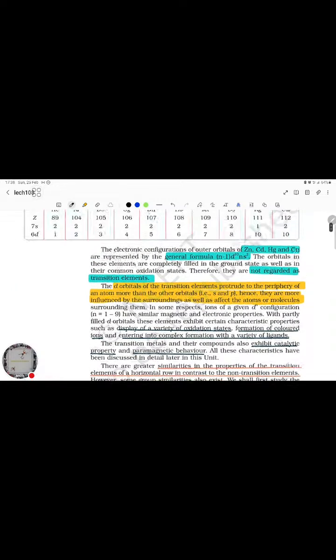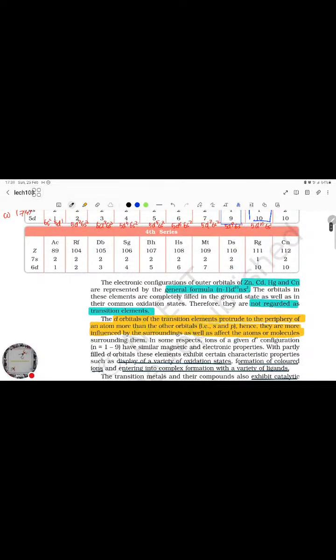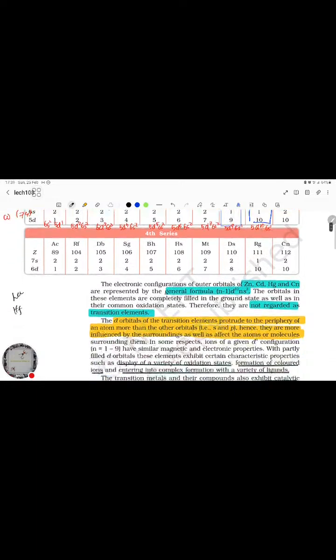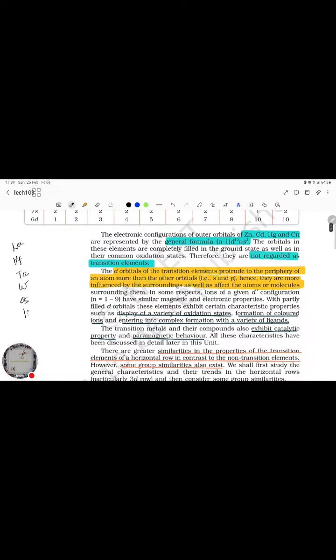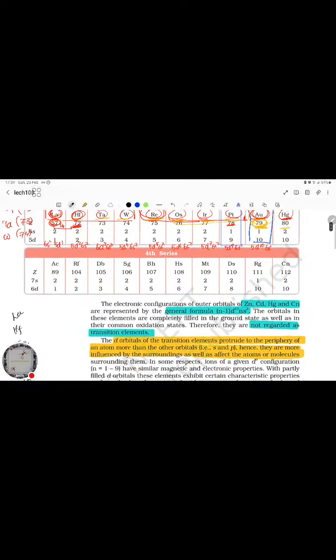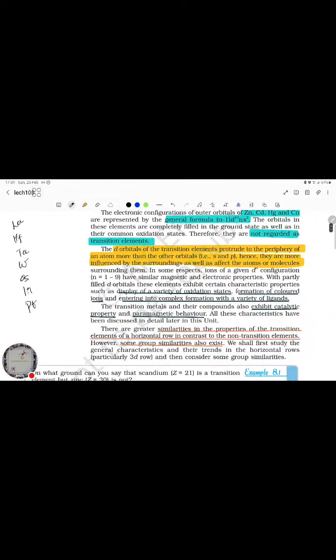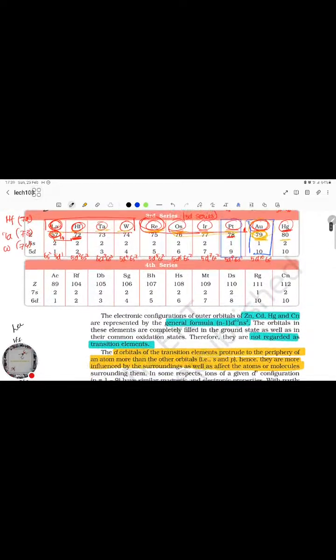Yttrium, zirconium, niobium, molybdenum, technetium, ruthenium, rhodium, palladium, silver, cadmium. Next, lanthanum, hafnium, tantalum, wolfram, osmium, iridium, platinum. I think I'm doing something wrong. I have rhenium as well. Okay, rhenium is there. Rhenium, wolfram, rhenium, osmium, iridium, platinum, gold, and then we have mercury.